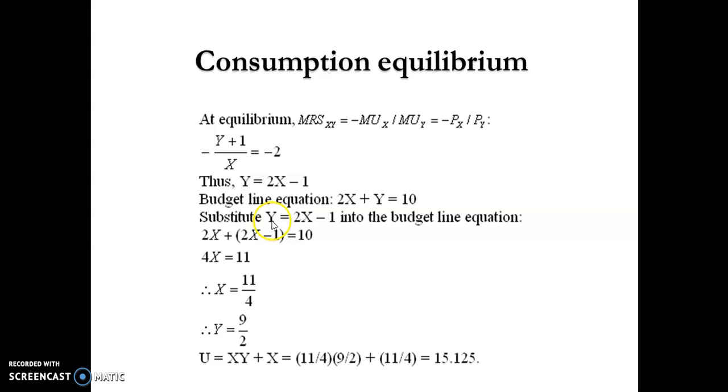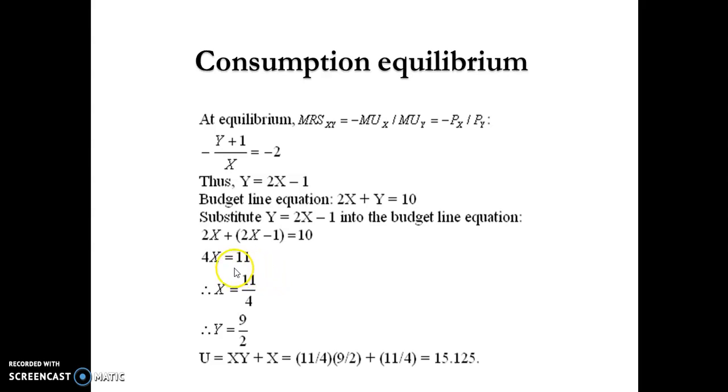So I can now substitute this into my budget line equation where I have the y. So therefore, if I have y is equal to 2x minus 1, and I'm substituting this into my budget line equation, it will become 2x plus, there's the y, substitute this 2x minus 1 for the y, equal to 10. So now if we just check our signs, that will become plus 2x and that will remain minus 1. So therefore you will have 2x plus 2x is 4x, and you take the minus 1 over, you're going to have 10 plus 1 is 11. Hence x is going to be 11 over 4.